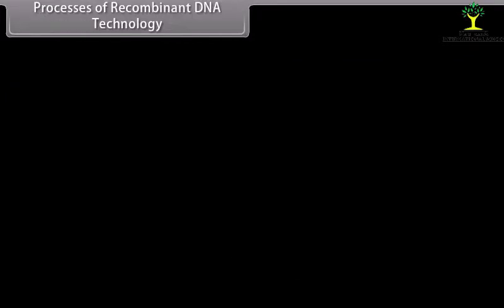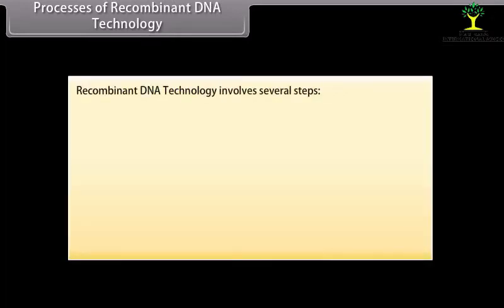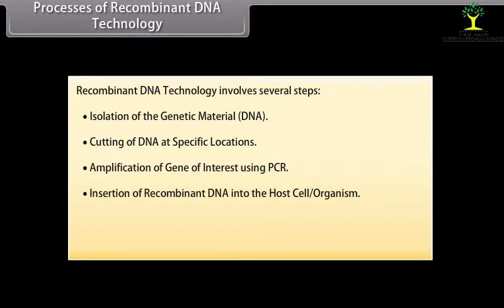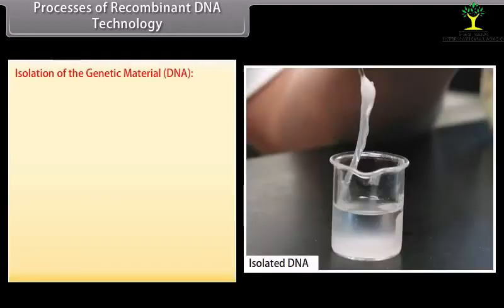Processes of recombinant DNA technology. Recombinant DNA technology involves several steps: isolation of the genetic material, DNA, cutting of DNA at specific locations, amplification of the gene of interest using PCR, insertion of recombinant DNA into the host cell organism, obtaining the foreign gene product, downstream processing.